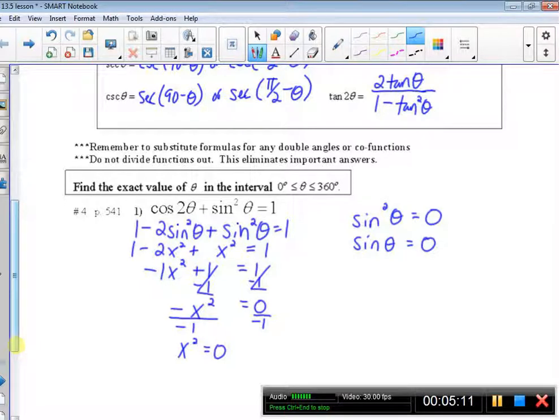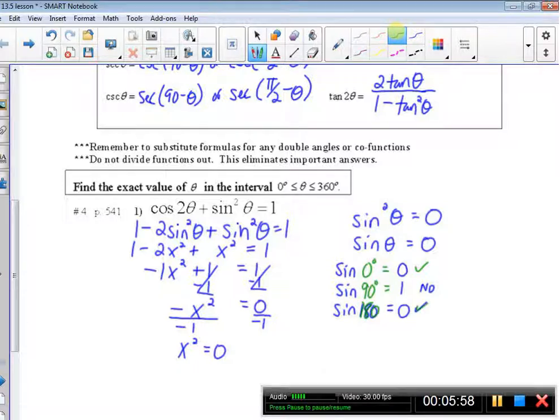I can use my calculator, but what I like to do is go around that unit circle and check them all out. So I'm going to do the sine of 0 degrees. The y-coordinate is 0. There's an answer. And then I'm going to check the sine of 90. That's equal to 1. So no, that's not an answer. Then I'm going to check the sine of 180. So the sine of 180, that's equal to 0. Hey, there's another answer.